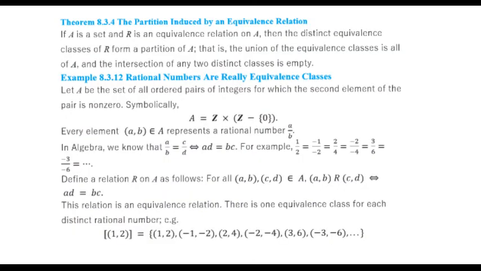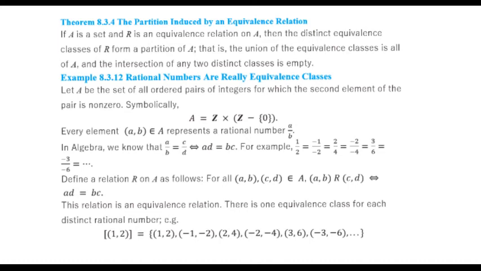Okay, so in the previous slide, we defined the equivalence relation and equivalence classes of an equivalence relation. In this slide, I'm going to start with a very important theorem, theorem 8.3.4 of the book, which basically says if A is a set and R is an equivalence relation on A, then the distinct equivalence classes of R form a partition of set A. So we defined partition in the previous chapters.